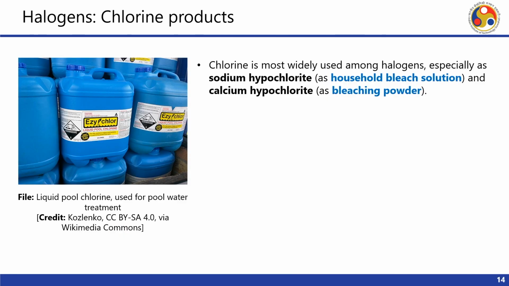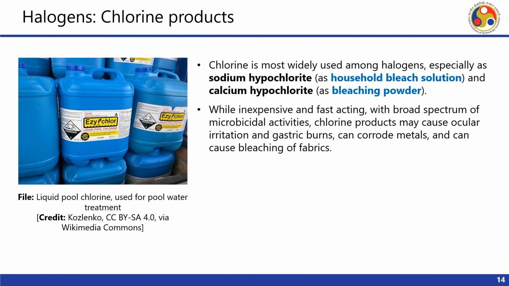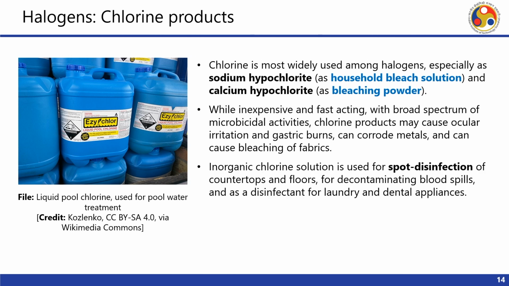Chlorine is another halogen which is widely used among the halogens overall, especially as sodium hypochlorite as household bleach solution and calcium hypochlorite as bleaching powder. This is inexpensive and very fast acting, has a broad spectrum of microbicidal activities. Chlorine products may cause ocular irritation, of course, and gastric burns. It can corrode metals and can cause bleaching of fabrics.